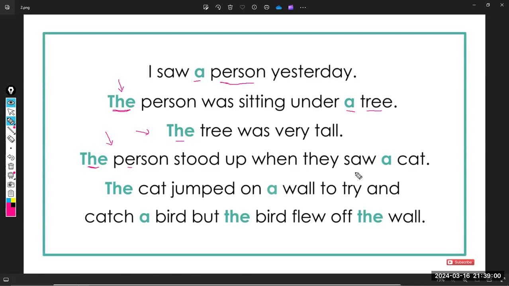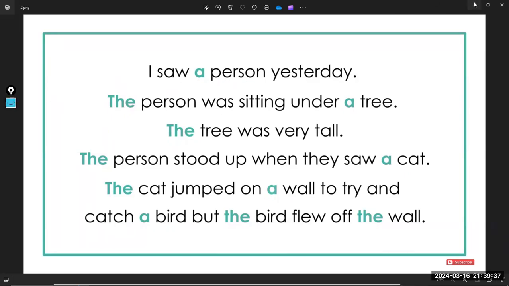The person stood up. Now the cat, it is the first time I mentioned the cat, so I said a cat. The second time by mentioning the cat, I have to use the. So the cat jumped on a wall. This is the first time I mentioned the wall, so I have to use a. Now the wall is known for me, I have to say the wall. The bird is not known for the first time, a bird. After that, I have to say the bird. So please be careful again about this rule because it is really important, especially in writing. Okay?